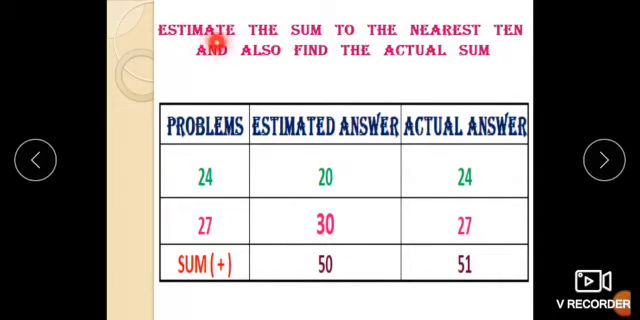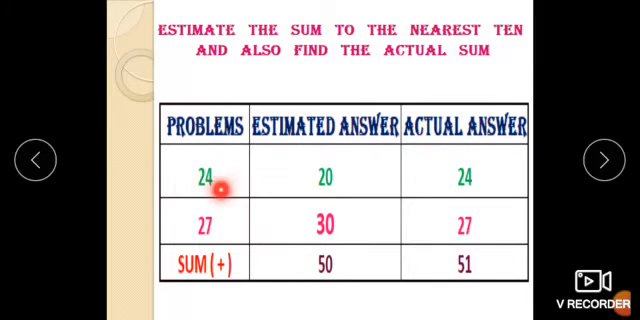Estimate the sum to the nearest 10 and also find the actual sum. Let us learn how to find the sum of estimated values and actual values. I give one example sum: 24 and 27. We are finding an estimated answer and an actual answer.